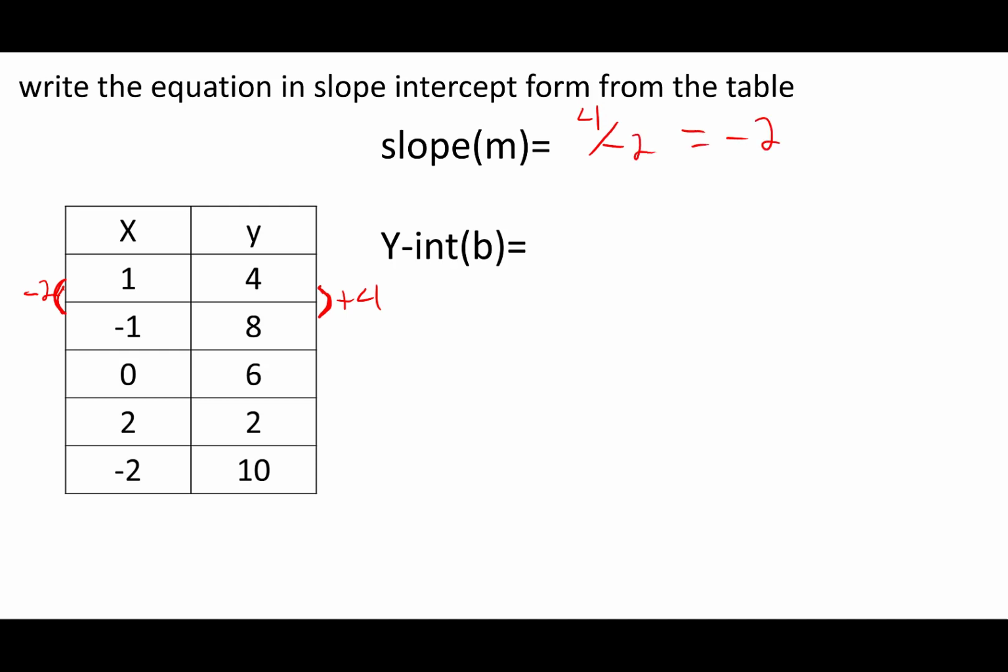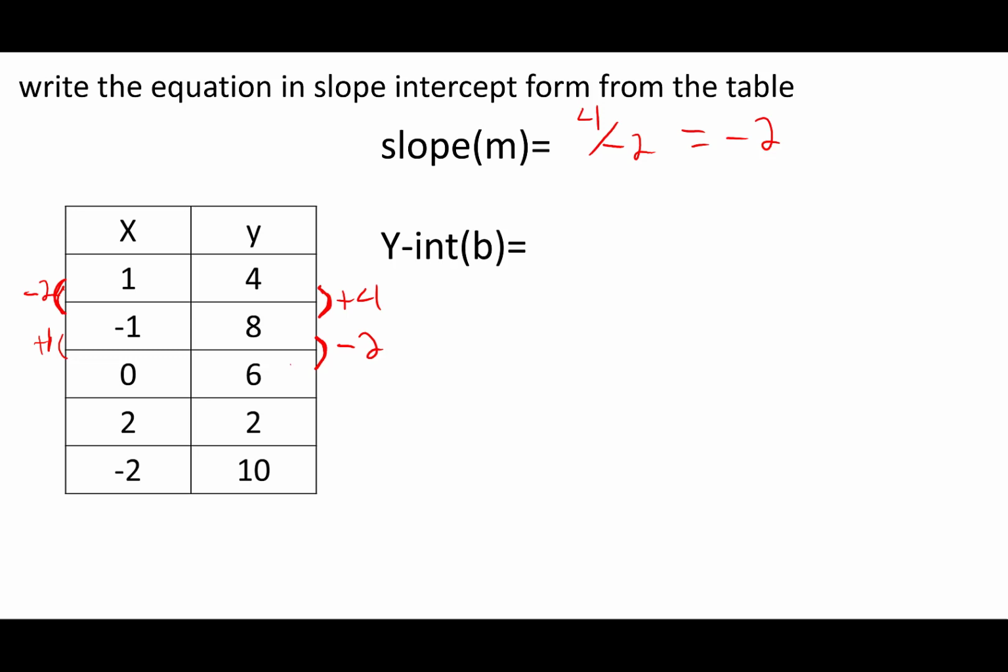I'm going to double check this on a couple other points. So from 8 to 6, I'm subtracting 2. From -1 to 0, I'm adding 1, which will give me -2 over 1. Okay, so we're good. Now the y-intercept is where x is equal to 0. And we're going to look for it on our table.